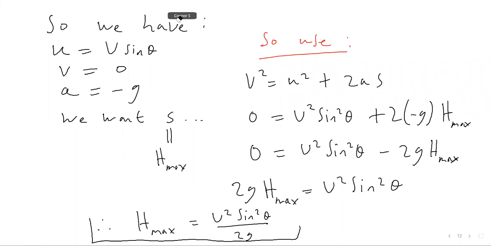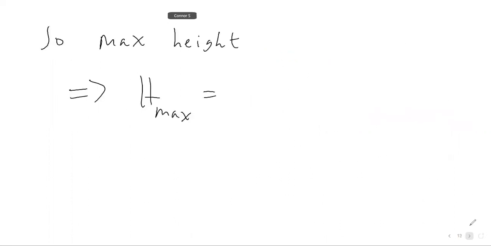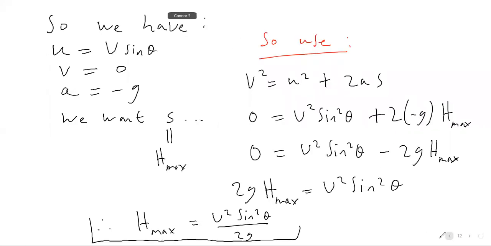You can, if you want to, learn that equation, but you don't have to. What you need to understand is the process, and obviously when you do the exam, you need to be able to demonstrate the process. But you can always check your answer at the end, because this is the formula for the maximum height of a projectile. Okay, so let's go to the next slide. So as we just said, the maximum height is u squared sine squared theta over 2g. That's the maximum height that a projectile travels.